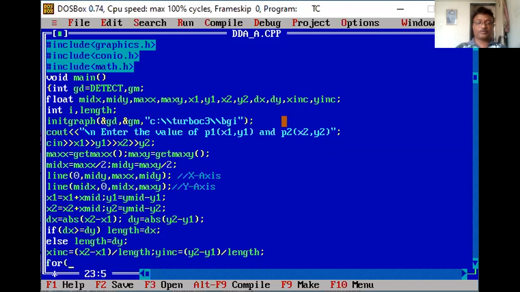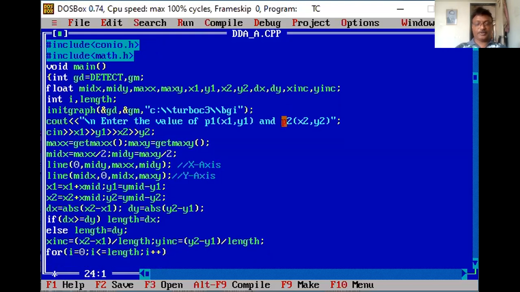So use the for loop: i is equal to 0, i less than or equal to the length of the line, and then i plus plus. It is a simple for loop with initialization, condition, and increment. Then putpixel: in putpixel you have to pass the parameters x1, y1, and then 15 is the color.